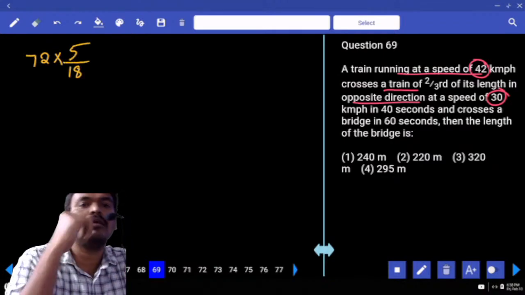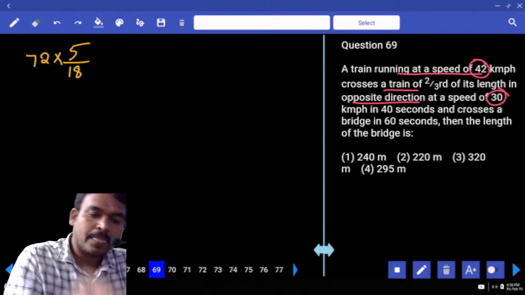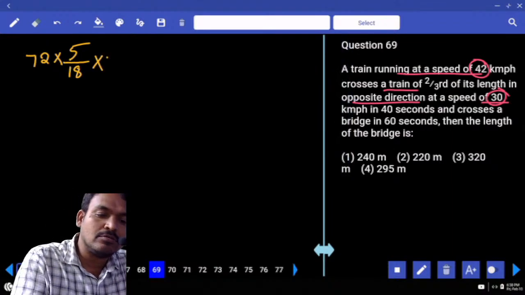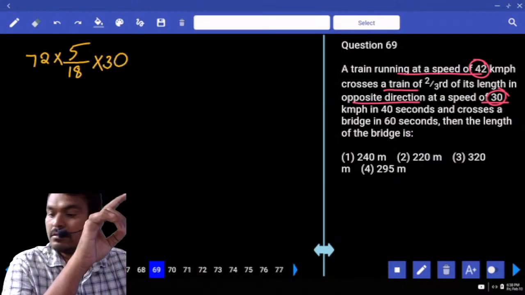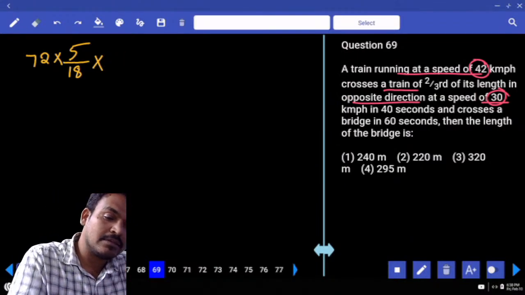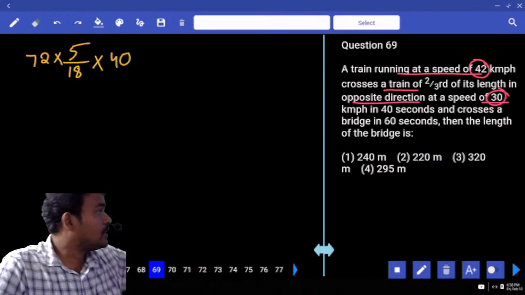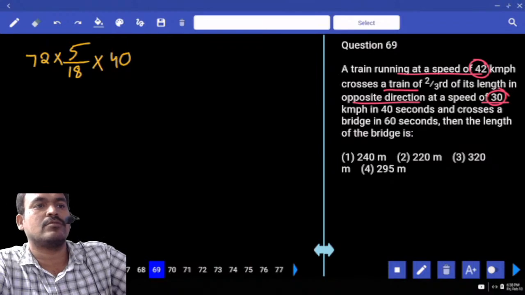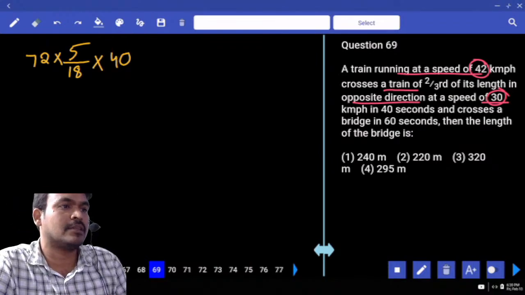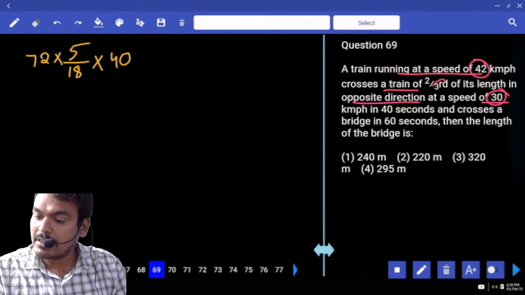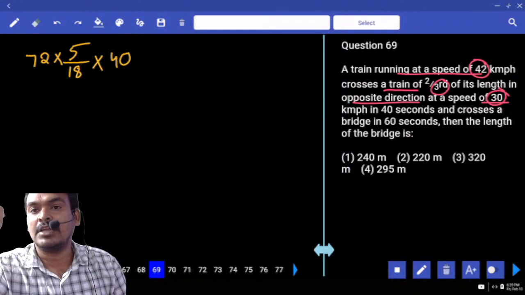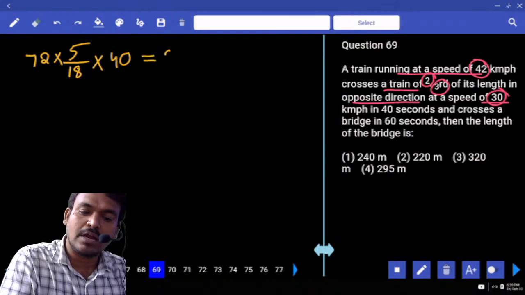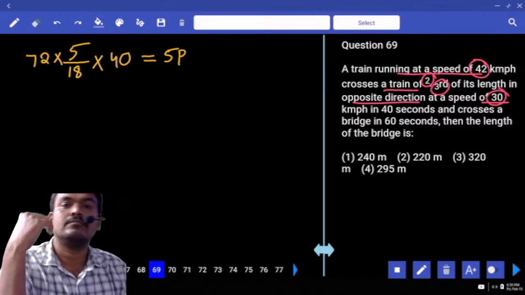It is a speed value, and the time given is 40 seconds. Speed into time gives the distance value. When a train passes another train, the total distance is the sum of the two train lengths. One train length we consider as 3 parts, another train length as 2 parts. Then the sum of the two train lengths is 5 parts.